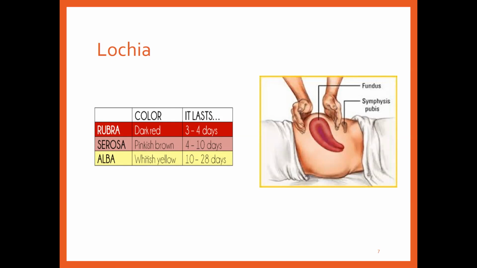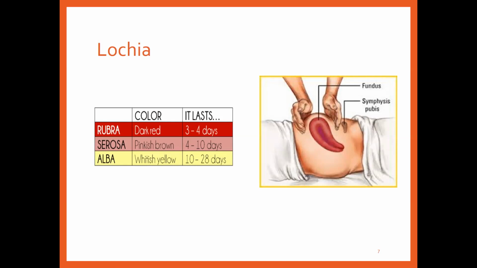If you palpate and it feels kind of soft and squishy, we call that boggy. And if it feels boggy, we then want to massage it because there's pooling of blood in there that can cause clots, and anything left in the uterus prevents it from actually contracting, and then mom will continue to bleed and she could hemorrhage that way.